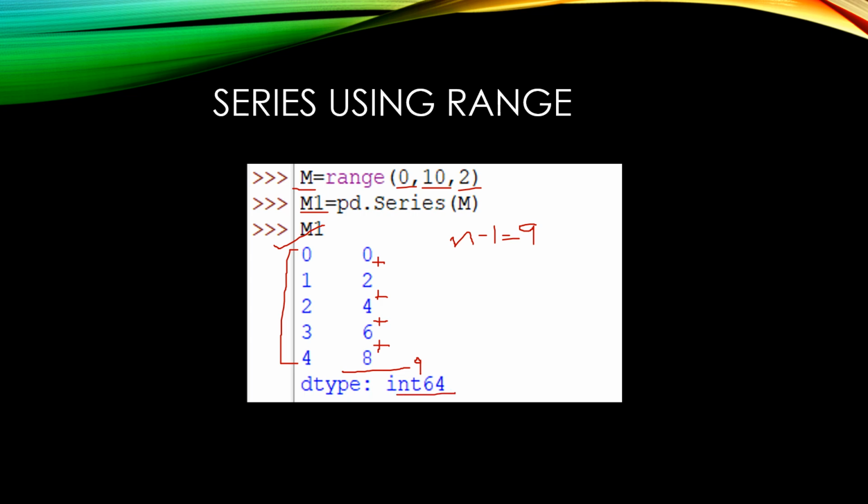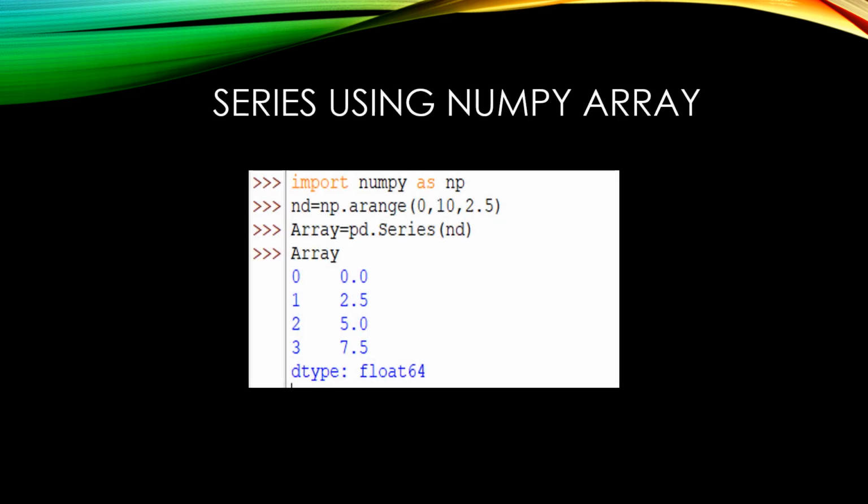Now we are creating a series object using a NumPy array. First of all, we are importing NumPy using import numpy as np. NumPy is basically numerical Python. Here we are creating an object ND equals to np.arange. NumPy has a special range function called arange. We'll discuss the basic difference between arange and range in our next video.